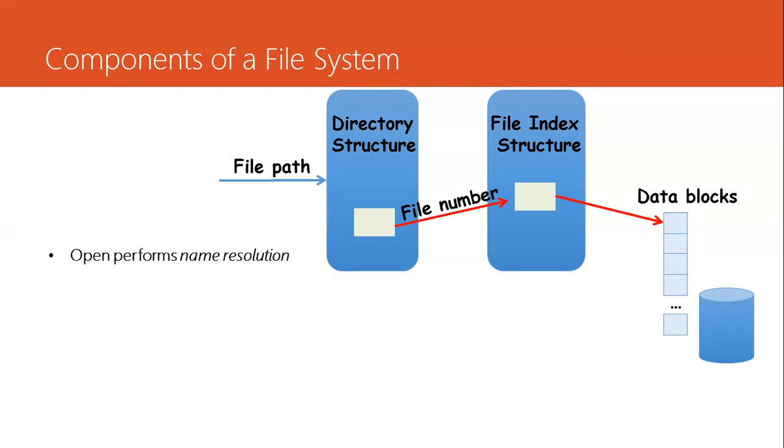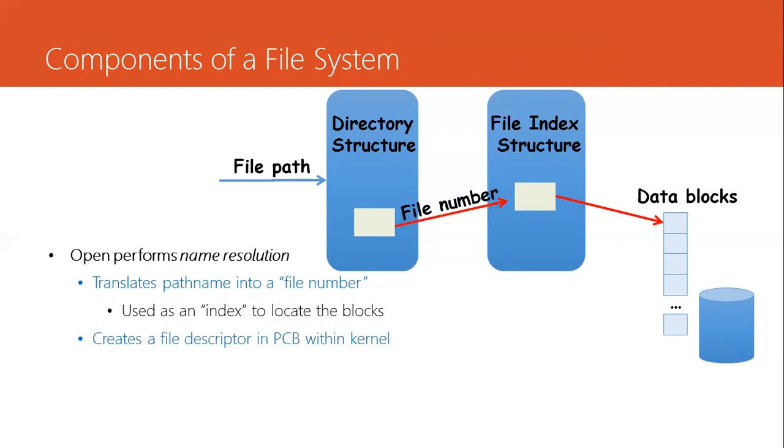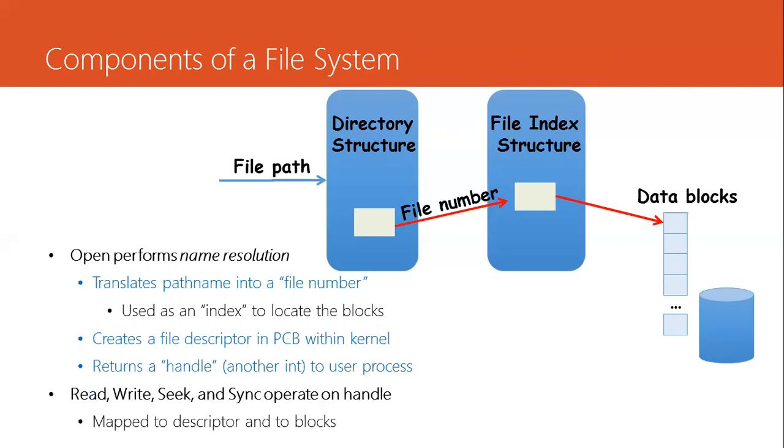An open function performs an actual form of name resolution, which basically translates a path name into a file number, which is going to be our index to locate blocks, okay? And it's going to create a file descriptor in the process control block in the kernel. Then it will return a handle to the file. And then we can use this handle for read, write, seek, and sync operations.